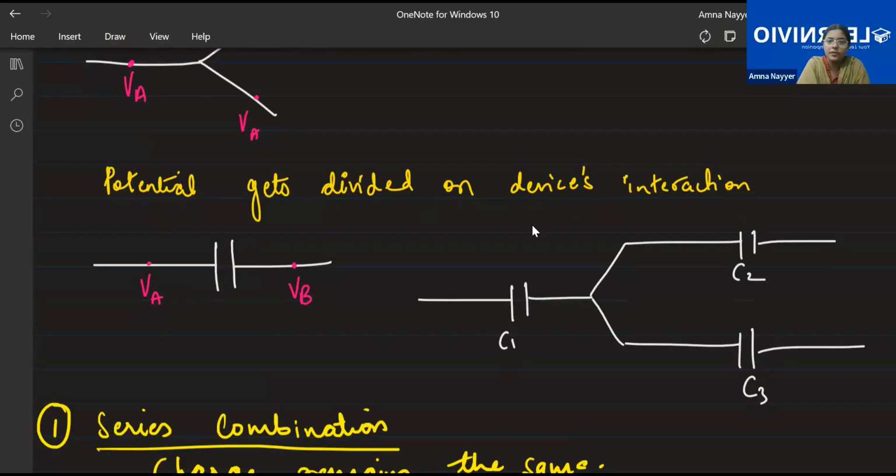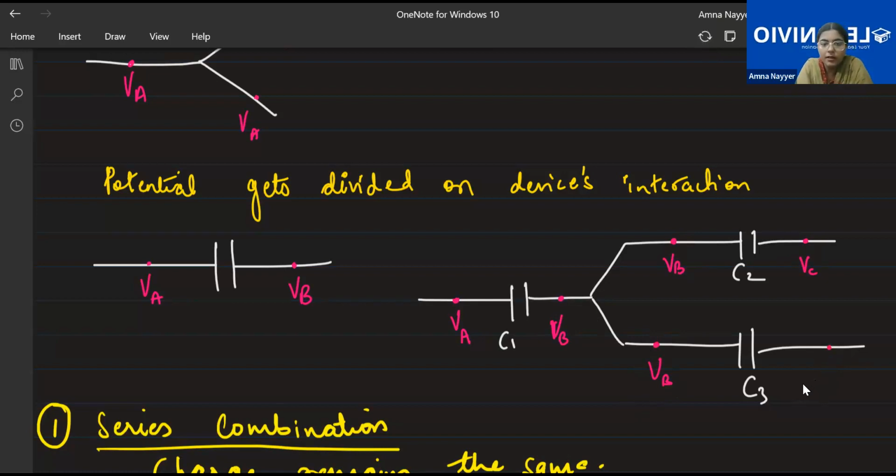So let's say here some potential is there, VA. Tell me, here will it be same or different? Different, ma'am. Different, very good. Okay, if this is VB, will it be same or different here? Same there. Same, very good. Will it be same or different here? Different. Will it be VB or something else here? VB itself. VB. Same. And here, VC.